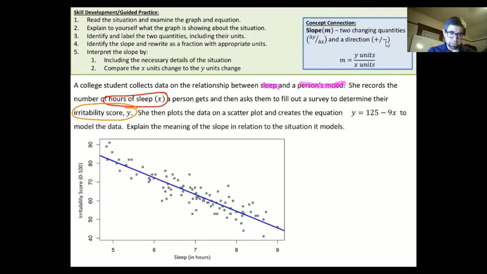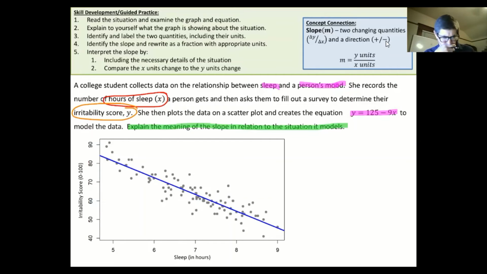Okay, well, let's keep reading and see what else this problem is telling us. She then plots the data on a scatter plot and creates the equation y equals 125 minus 9x to model the data. Explain the meaning of the slope. So here's our question. Let's highlight this so we know what we have to do. Explain the meaning of the slope in relation to the situation and models.